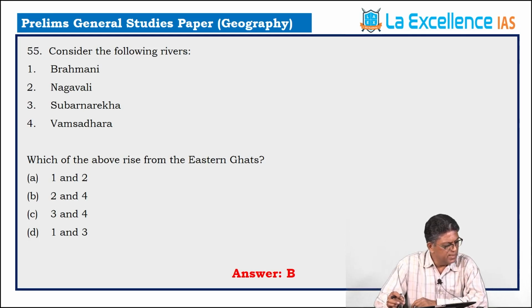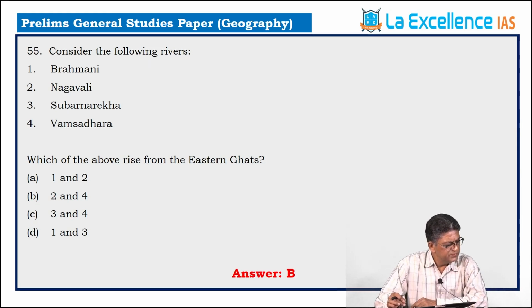The first one, Brahmani, is born in hills in Ranchi in Jharkhand, close to Roorkela, so Roorkela Hills, Jharkhand. Those are not part of Eastern Ghats, so Brahmani is not born in the hills of the Eastern Ghats. Nagavalli is born in the hills of Eastern Ghats. Subarnareka, India's so-called gold river, because its sands carry some gold deposits, which is why the name Subarnareka.